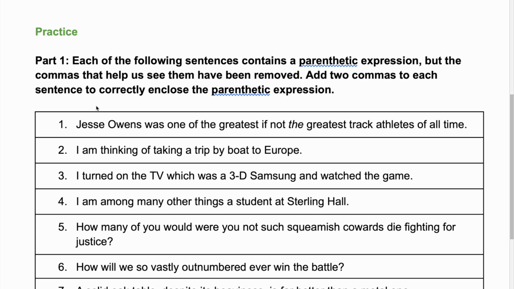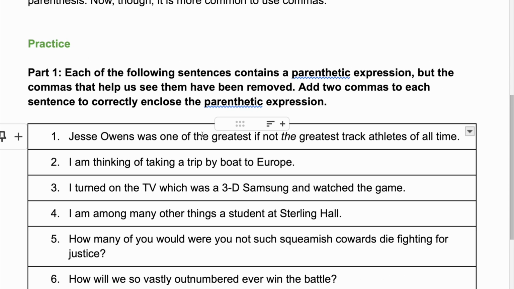Practice. Each of the following sentences contains a parenthetic expression, but the commas that help us to see them have been removed. So each of these sentences has a parenthetic expression, but I've taken the commas out. Add 2 commas to each sentence to correctly enclose the parenthetic expression. So our task here is to re-add the commas where they were meant to go. I'm going to read them out, and I want you to try and just on your screen, you can use your finger and just try and sort of mark out where you think the commas go.